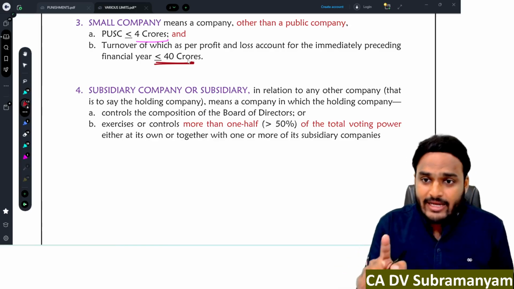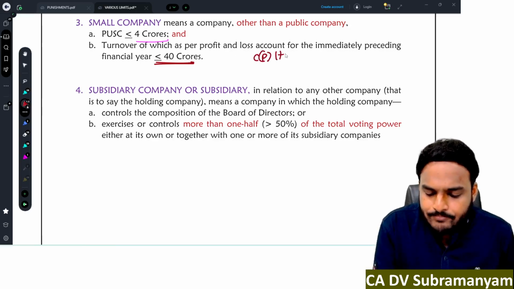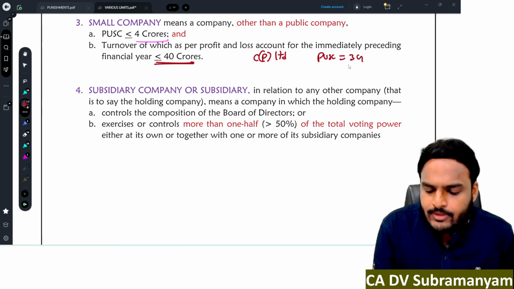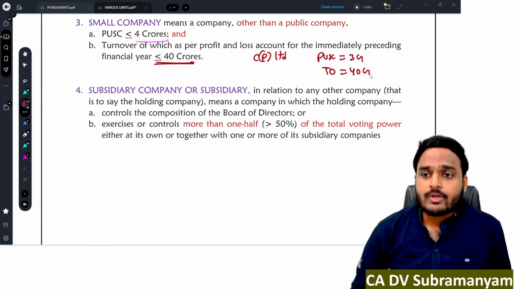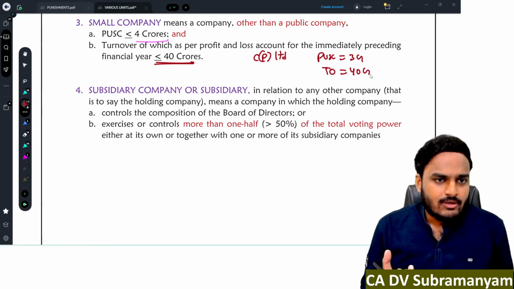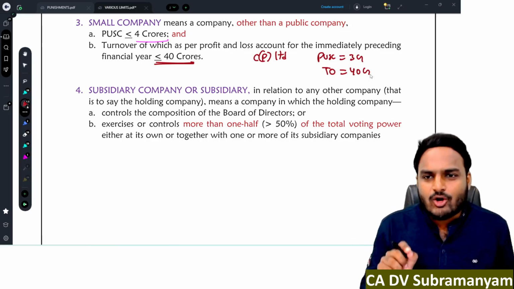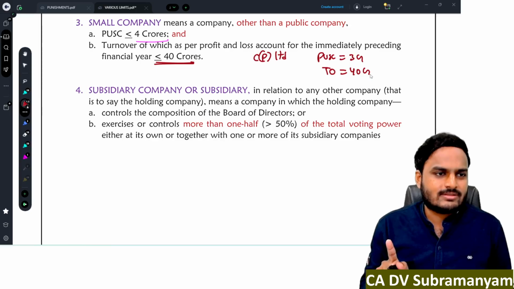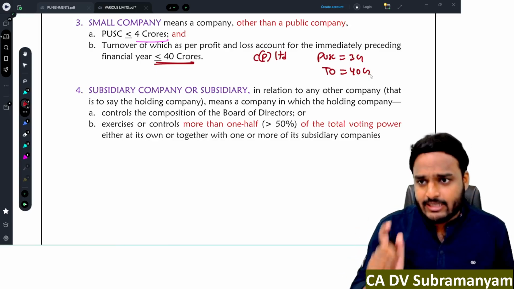In examination, to confuse you, they will frame a question like this. A private limited company has a paid up share capital of 3 crores and its turnover is 40 crores. Now in examination, you will get a confusion whether the 40 crores limit is covered in the definition of small company or not, whether it is less than 40 crores or less than or equal to 40 crores. Understood?